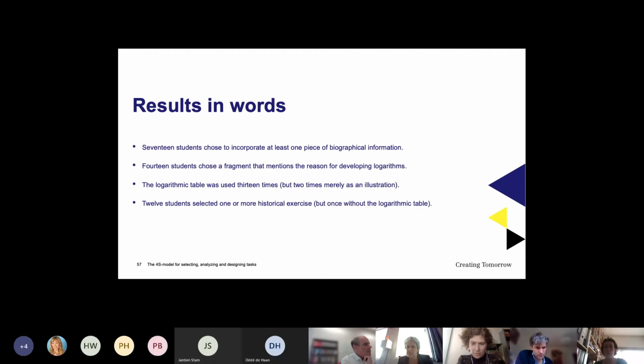Let me remind you that 20 participants were in this course, and 17 of them chose to incorporate at least one piece of biographical information. Several clips had biographical information, but 17 students chose at least one of them. 14, which is less, chose a fragment that mentions why logarithms were developed. Some just chose that it was by Napier and he lived then and then, but 14 of them also chose a fragment that says logarithms were developed for this and this reason.